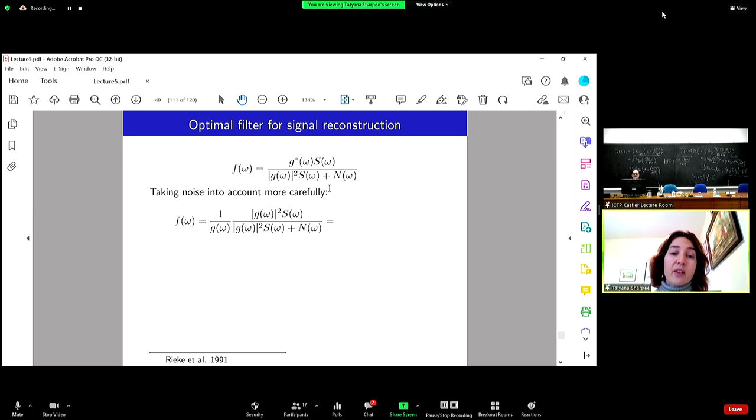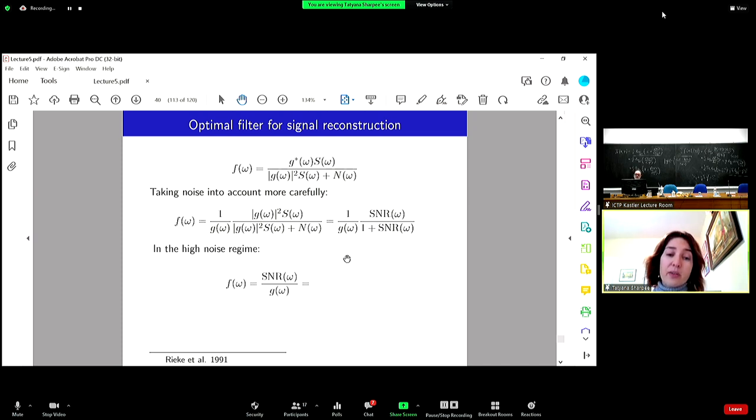And then we can multiply both the numerator and denominator by G, so you will get the power here in the G of omega squared. This is 1 over G, the piece without the noise, plus the ratio of the output power spectrum to the output power spectrum plus the noise. And so it is 1 over G, which we would have if the signal to noise ratio was infinite, plus the signal to noise ratio. If we divide by the noise here, then you get signal to noise ratio of omega divided by 1 plus signal to noise ratio of omega.